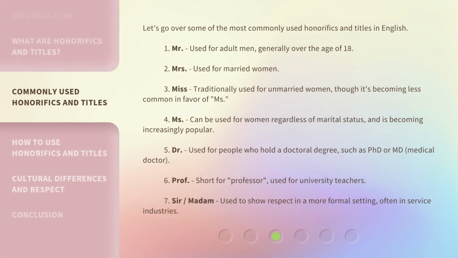Let's go over some of the most commonly used honorifics and titles in English. 1. Mr. used for adult men, generally over the age of 18. 2. Mrs. used for married women. 3. Miss, traditionally used for unmarried women, though it's becoming less common in favor of Ms. 4. Ms. can be used for women regardless of marital status, and is becoming increasingly popular.